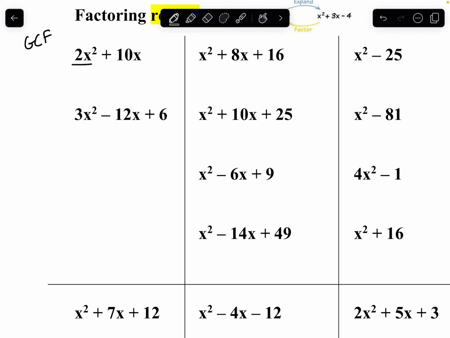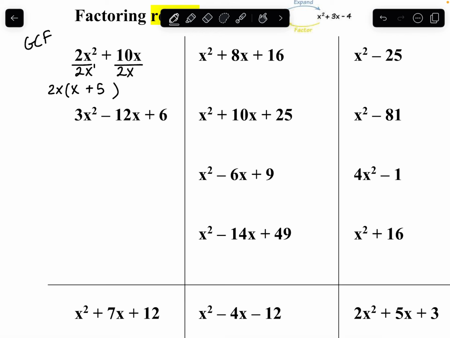And so looking at our first quadratic, these two terms can both be divided by 2, and then they can also both be divided by x. Okay, and so we would put the 2x here, and then inside the parentheses, we would put the result of dividing by 2x. So 2 divided by 2 is just 1. You don't have to write the 1 here. And then x squared divided by x would just leave us with 1x. You subtract exponents when you divide. So x squared minus x, the 2 minus 1 would leave us with 1x. And then 10 over 2 is just 5, and then x over x would cancel. And so the factored form of this quadratic is 2x times x plus 5.